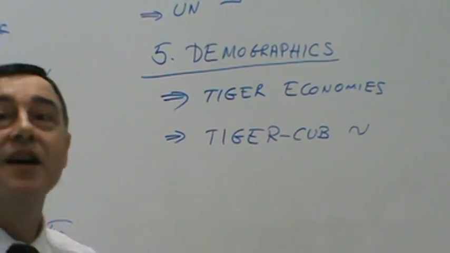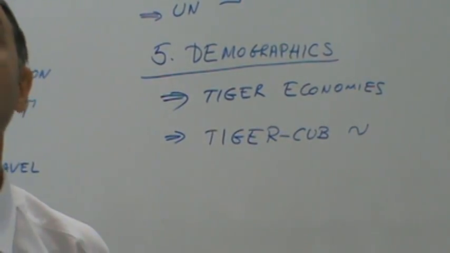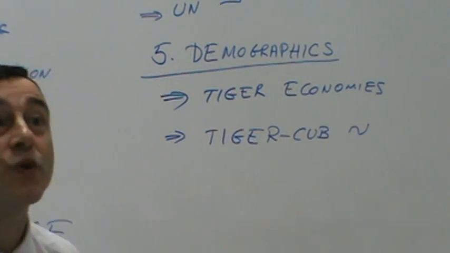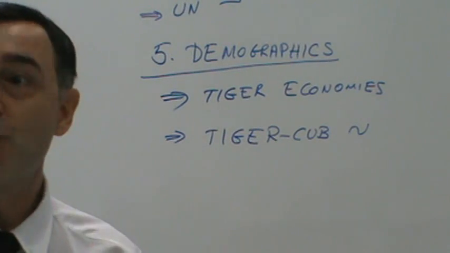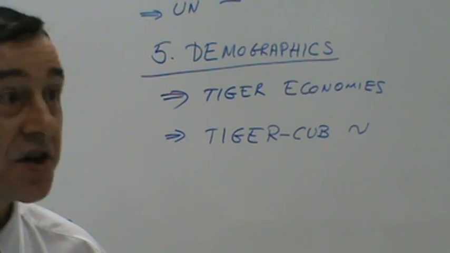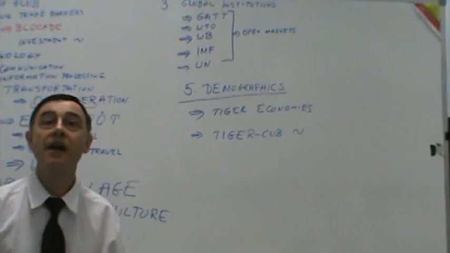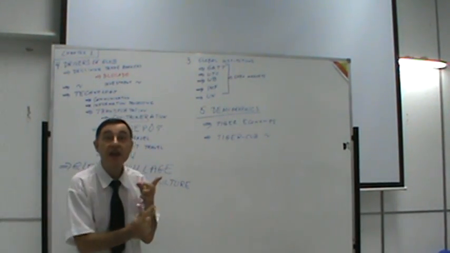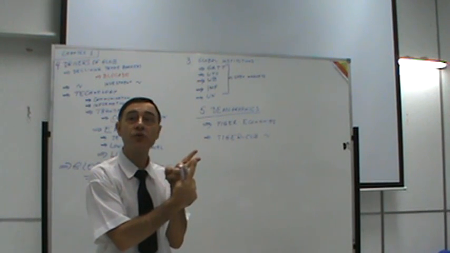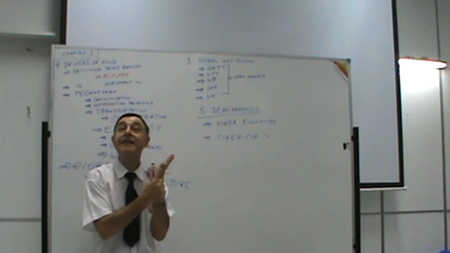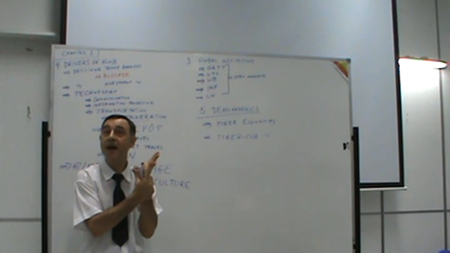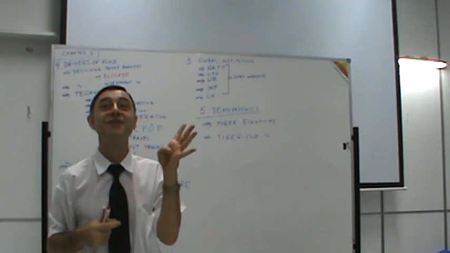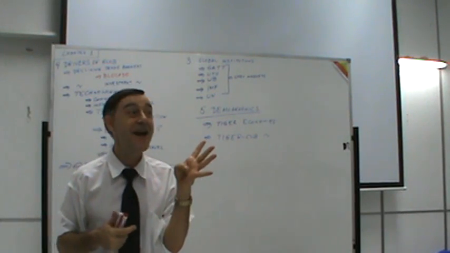What is a cub? A cub is a tiny little tiger. So, which are the tiger-cub economies which are rapidly rising over the last 20 years? These would be the Philippines, rising fast; Indonesia, growing and rising fast; Thailand, growing and rising fast; and let's pay respect to your home country, Vietnam, growing and rising fast, right?